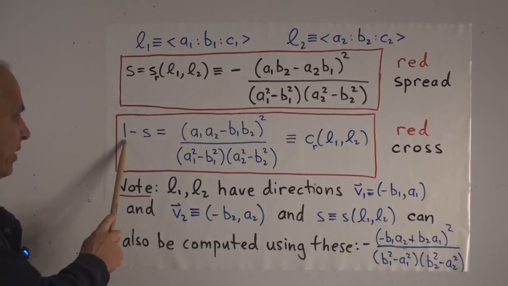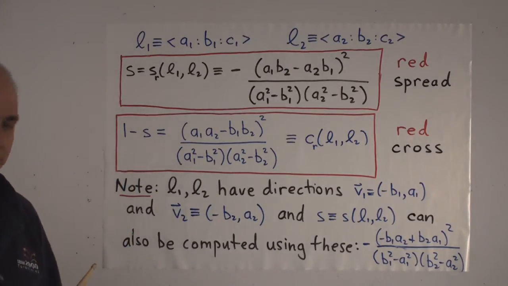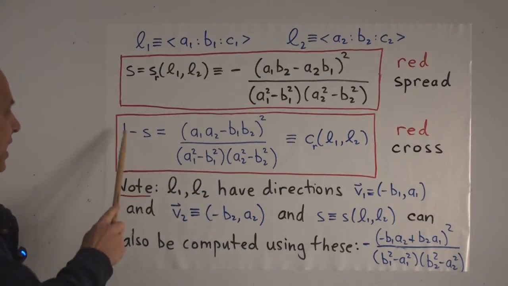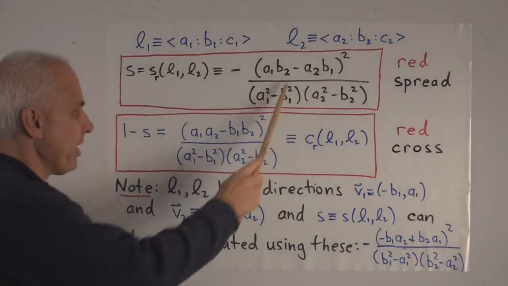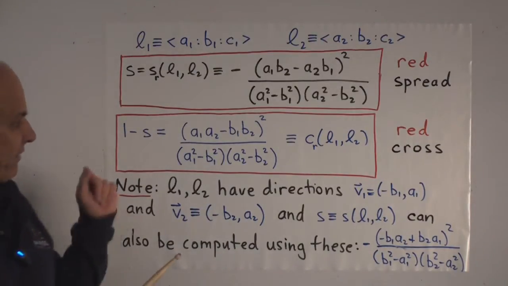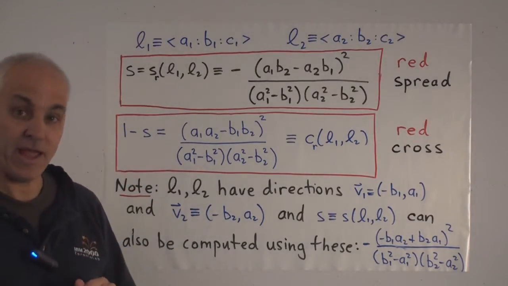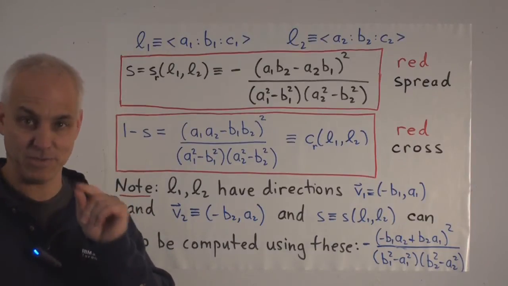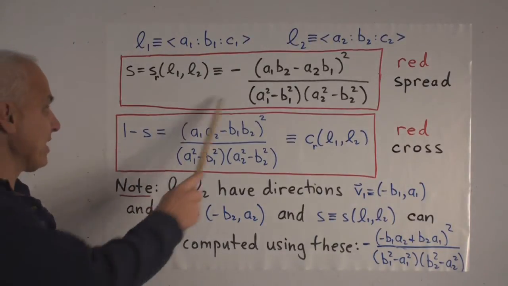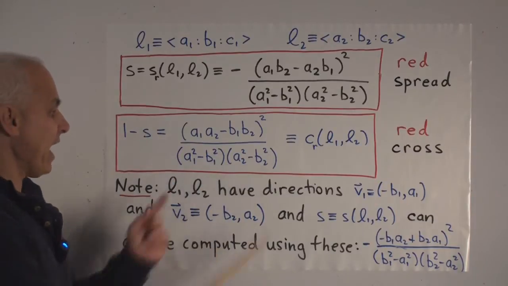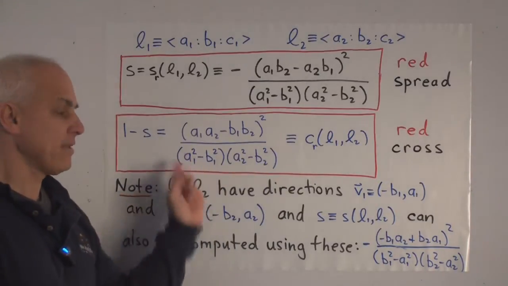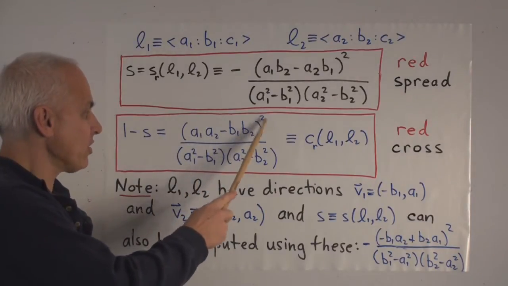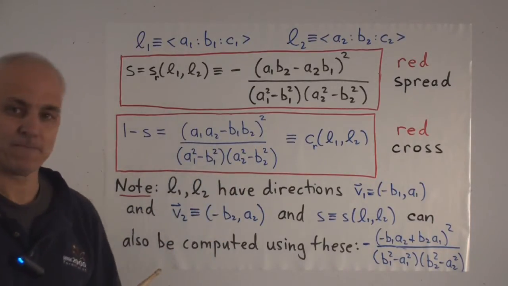It comes about by looking at 1 minus s instead. If you take 1 minus this expression, then you're going to get 1 plus this quantity here. And if you take everything over a common denominator and simplify, and this is a very important exercise for you to do, so please do this. Take 1 minus this expression, simplify it, and convince yourself that you're going to get exactly this expression: (A1 A2 minus B1 B2) all squared over these 2 things.